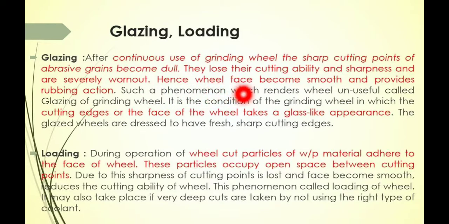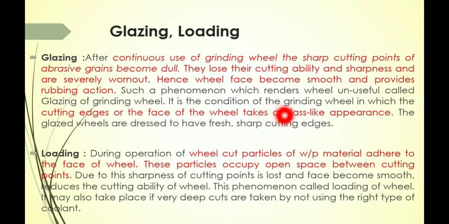Hence the wheel face becomes smooth and provides a rubbing action. Such a phenomenon which renders the wheel useless is called glazing of the grinding wheel. It has a glass-like appearance, and it cannot be used for removing material due to the wear. It is very smooth, like glass.